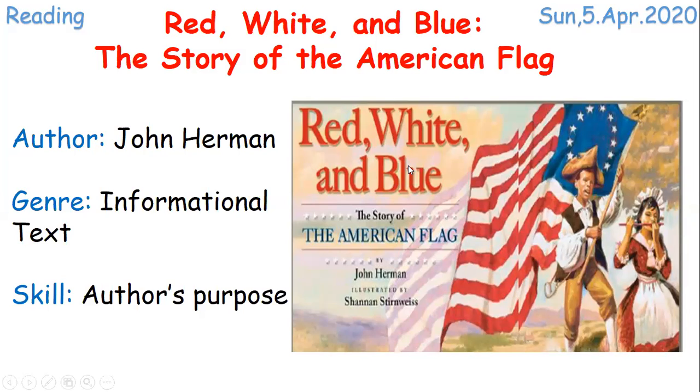Today is Sunday, 5th of April, 2020. The new story is Red, White, and Blue, the story of the American flag. The author is John Herman, the genre is informational text, and the skill is author's purpose.